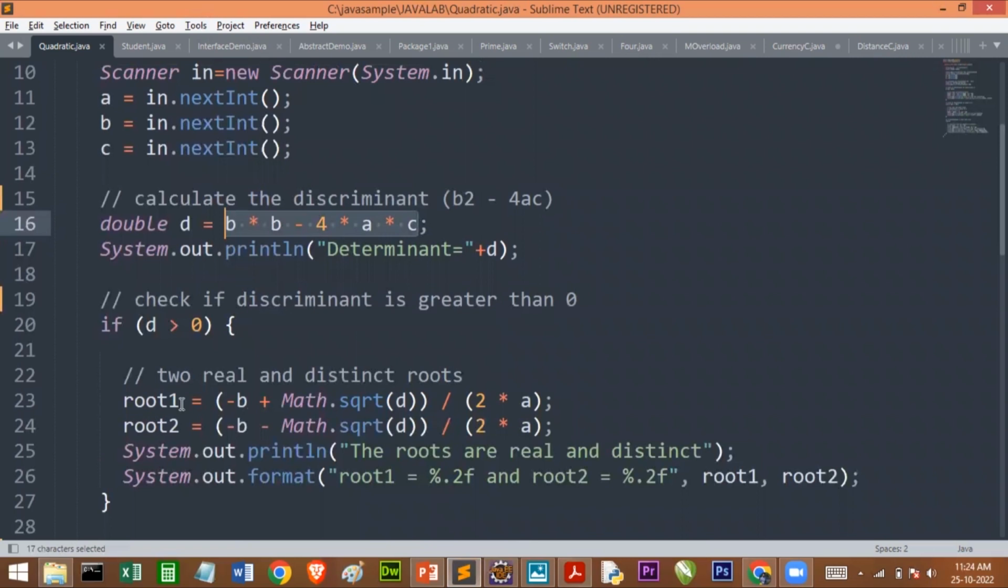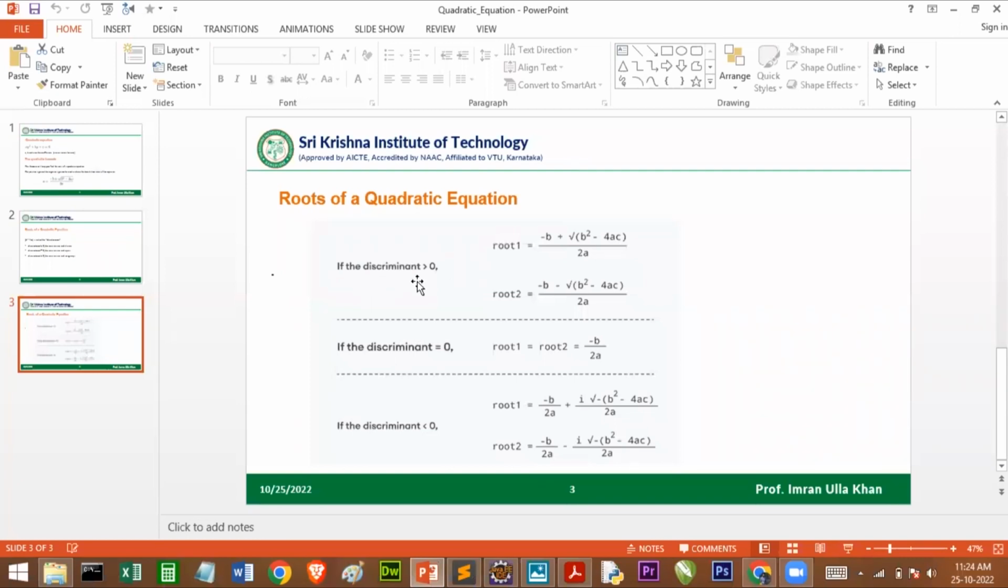Here, if the discriminant is greater than 0, I'm calculating root 1 as minus b plus the square root of the discriminant, using the math module's math.sqrt, divided by 2a. This is the formula, like I already showed in the PPT. If the discriminant value is greater than 0, you will get two different roots. Here I'm calculating the first root, and here the second root.